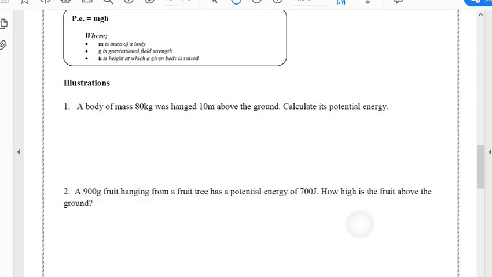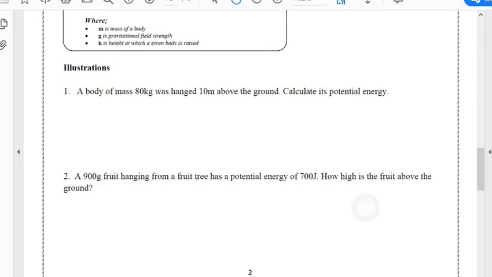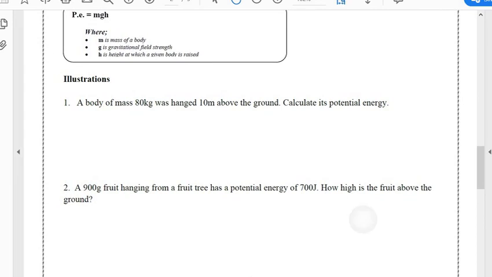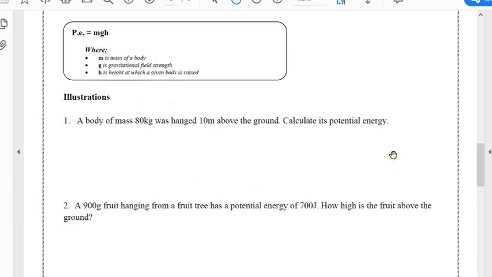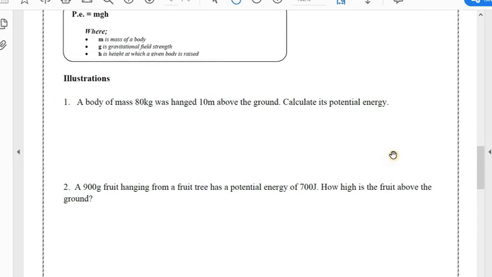A body of mass 80 kgs was hanged 10 meters above the ground. Calculate its potential energy. You know that potential energy is equal to mass, which is given here as 80 kgs, multiplied by g, which is a constant. That's the good thing. Gravity is the constant. What is that constant? 10 meters per second squared. So you have 80 kgs multiplied by 10 meters per second squared. What is your height? 10 meters.